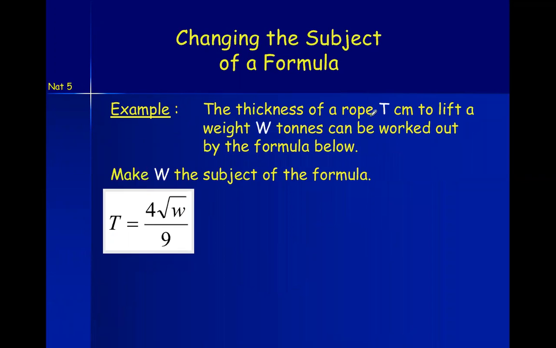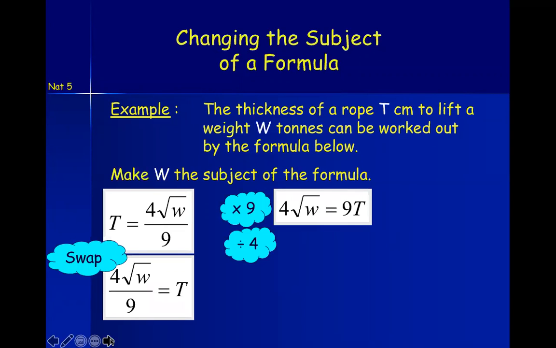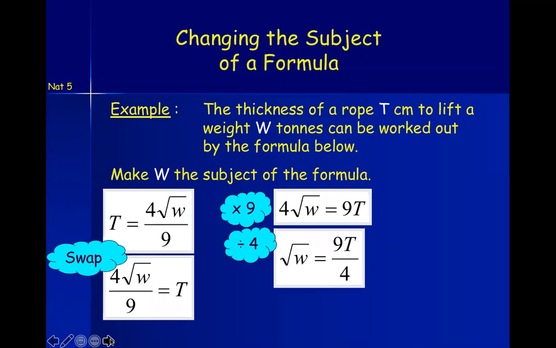Now, in this example, we've got the thickness of a rope T in centimeters to lift a mass, not a weight, a mass, W tons, can be worked out by the formula below. Okay? Make W the subject. So I want W on its own. So first of all, we're going to get rid of that divide by 9, the fraction, by timing by 9. So then we get 4 root W equal 90. Then we're going to divide by 4. Root W equal 90 over 4.